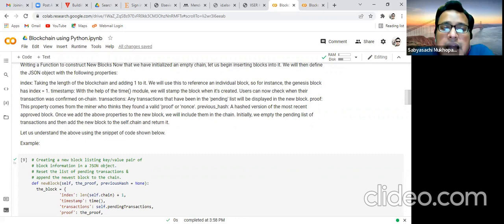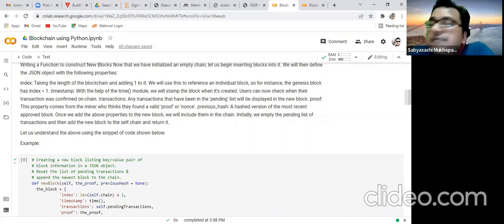Then timestamp will be there. With the help of the time module, we will stamp the block when it is created, such that nobody can backdate or forward date it. Actual maintaining of the time of the block creation will be there. Users can also check when the transaction was confirmed on chain. Then transactions will be there. Any transaction that has been in the pending list will be displayed in the new block. Proof, this property comes from the miner, who thinks they have found a valid proof.